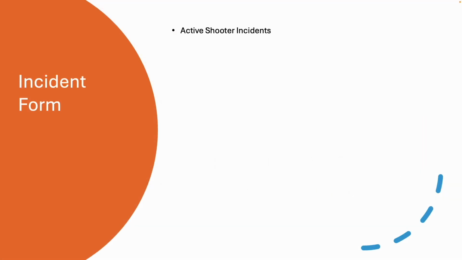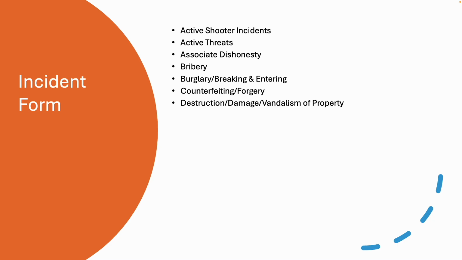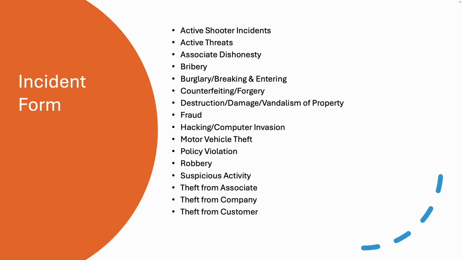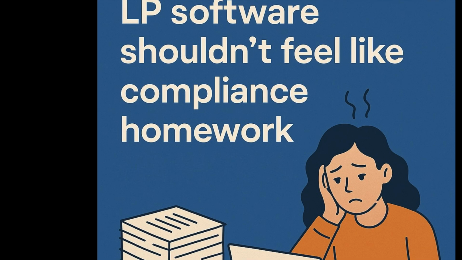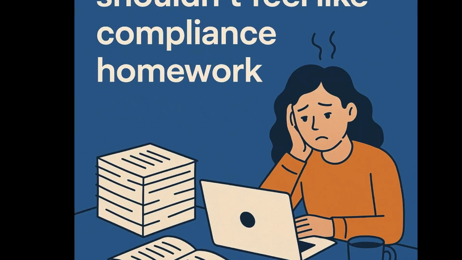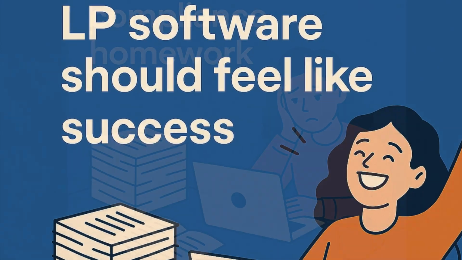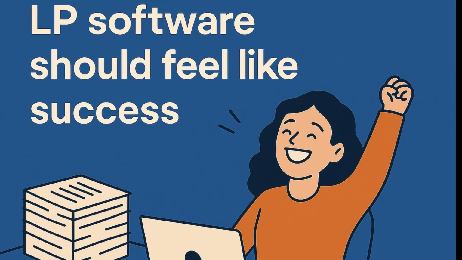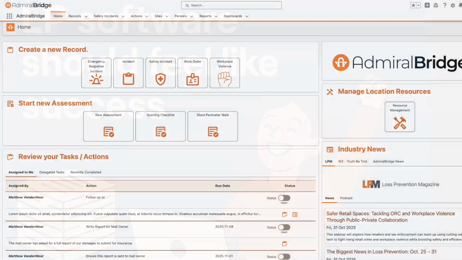In AdmiralBridge, an incident is any situation involving suspected or confirmed loss. It might start from a small tip or become a complex, multi-suspect event that develops into a detailed investigation. Think of this as an investigation management tool rather than a traditional data entry system. You do not need to know every detail when you first start the form. As information develops, you will return to the incident and build it out.